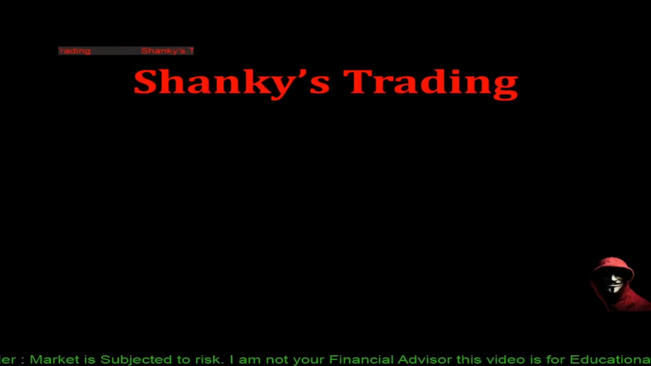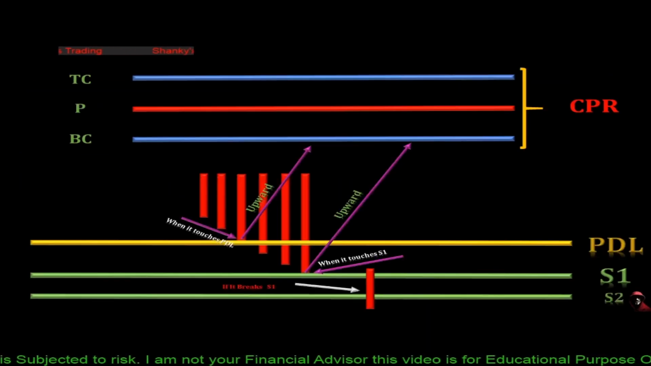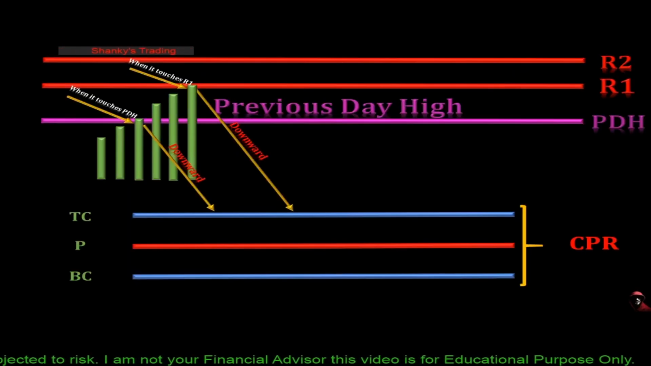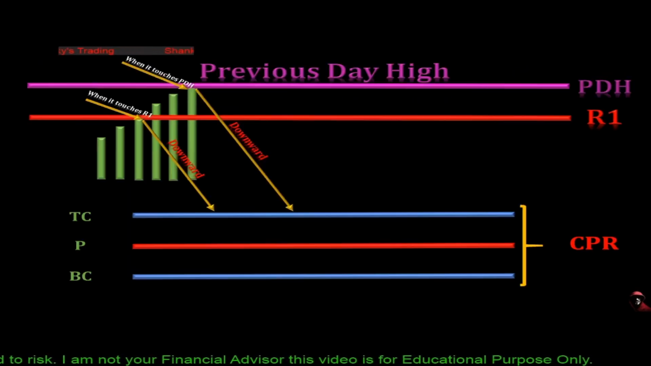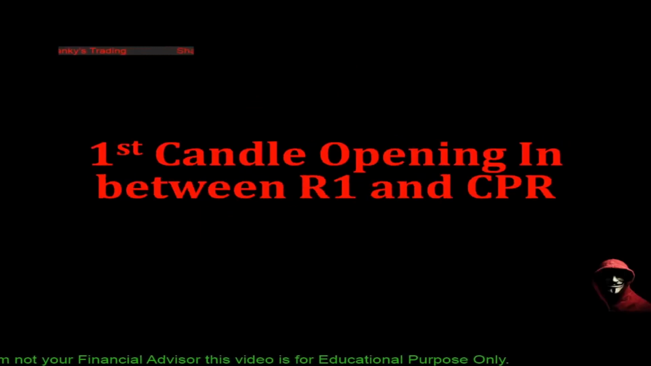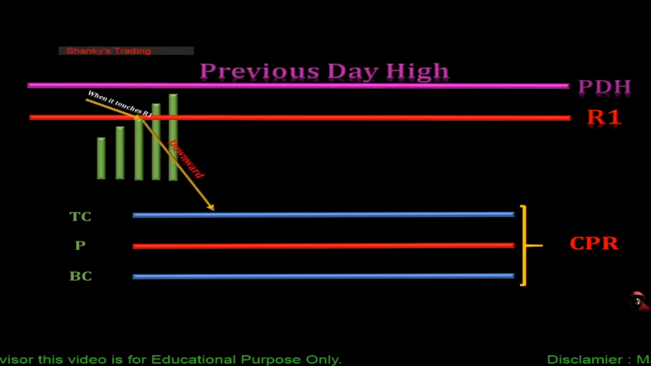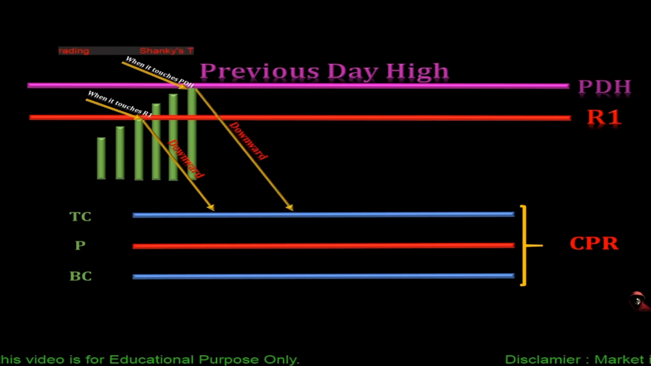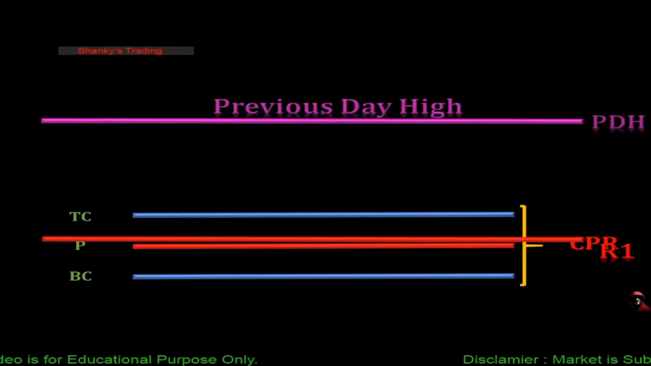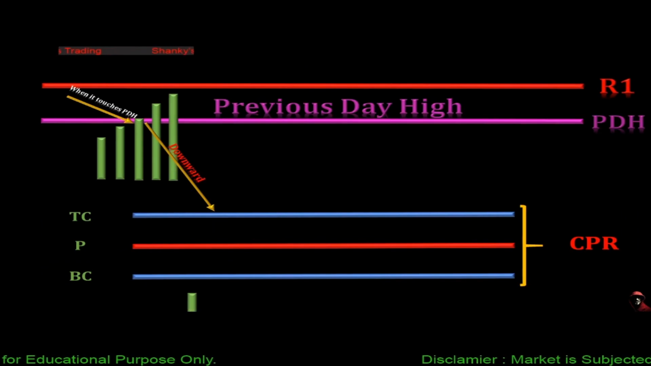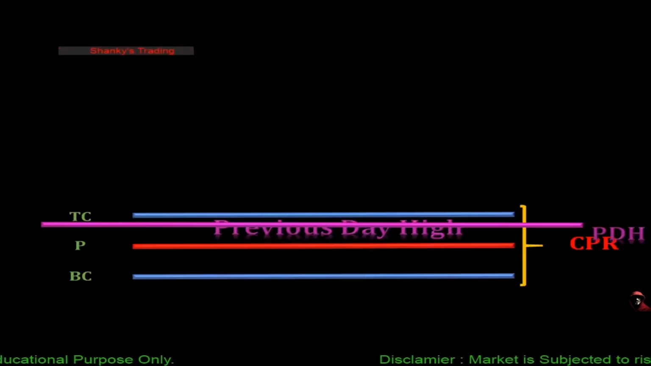So that's all, guys. Let's review what we learned. The first logic is very simple. When the first candle opens between R1 and CPR, what will happen? I'm just doing it briefly. It will not go up; if it just touches these levels, it will come down. So this was our first condition, about the candle opening between R1 and CPR.